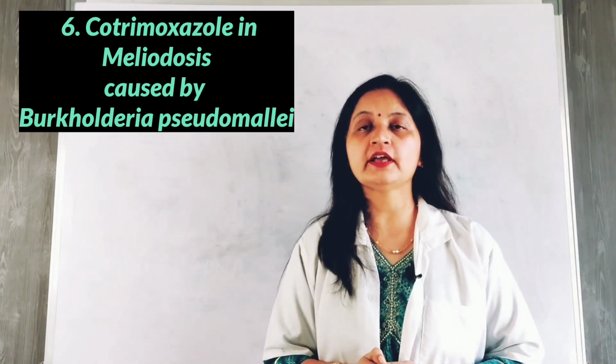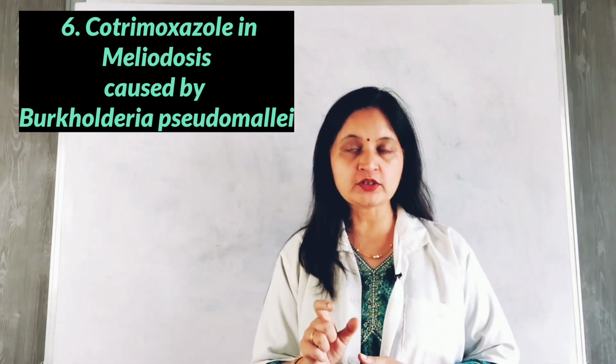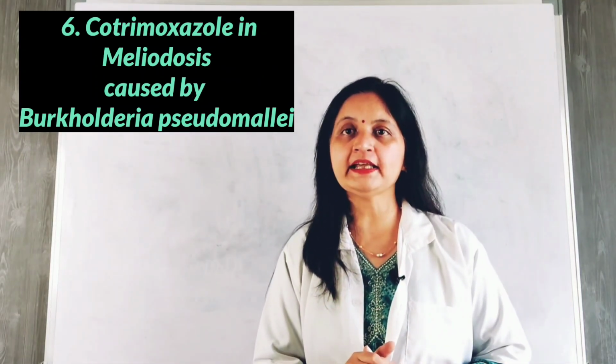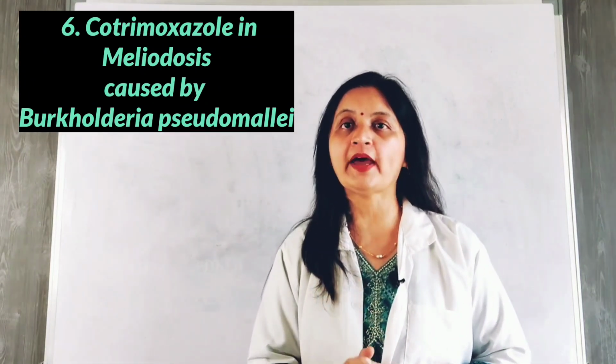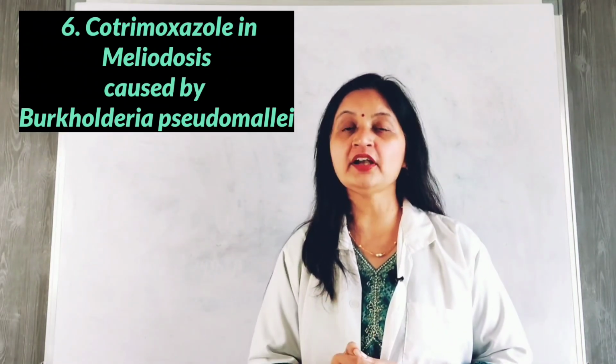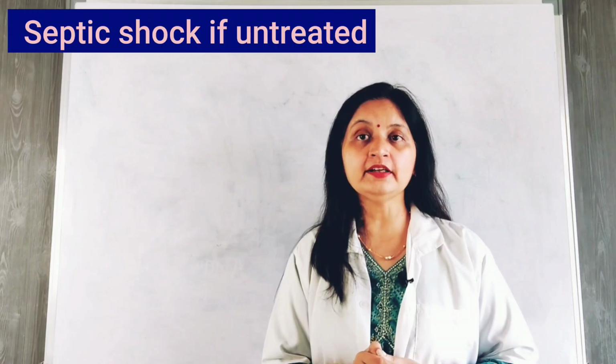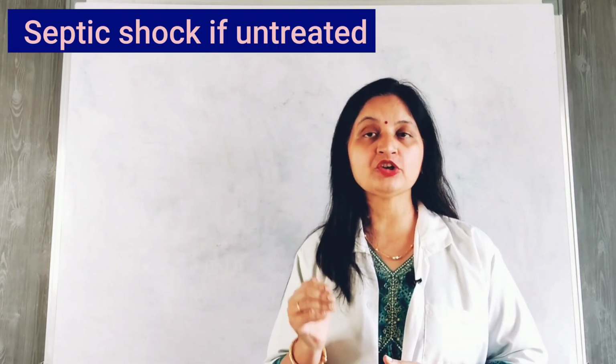Lastly, cotrimoxazole can be used for the treatment of a rare bacterial disease, that is melioidosis, which is caused by a bacteria that is Burkholderia pseudomallei. These bacteria are found in soil and water, and infection occurs through contact with contaminated surfaces or inhalation. The symptoms may include fever, pneumonia, abscesses in various organs, joint pain and sepsis. If untreated, the patient can progress to septic shock.